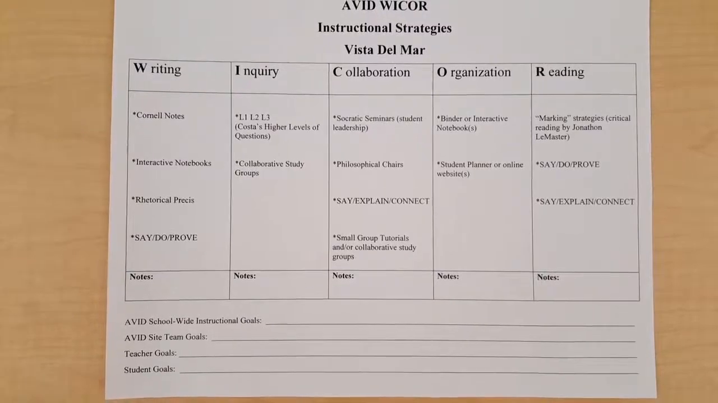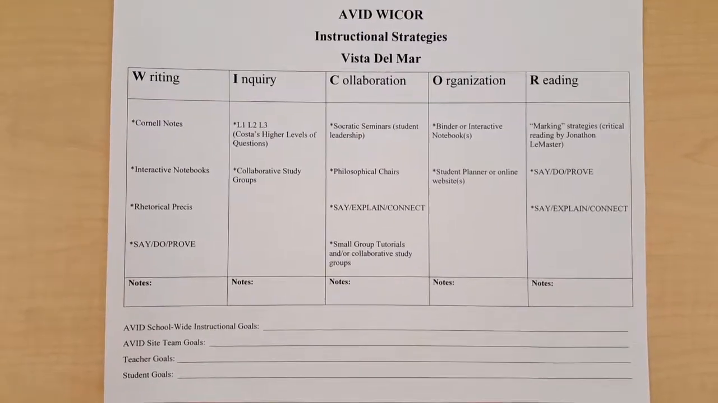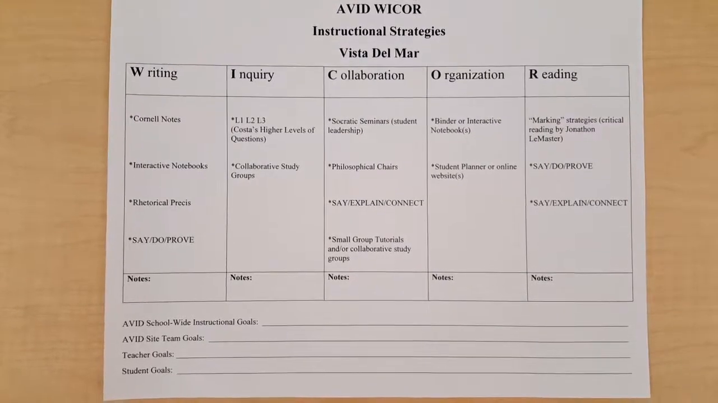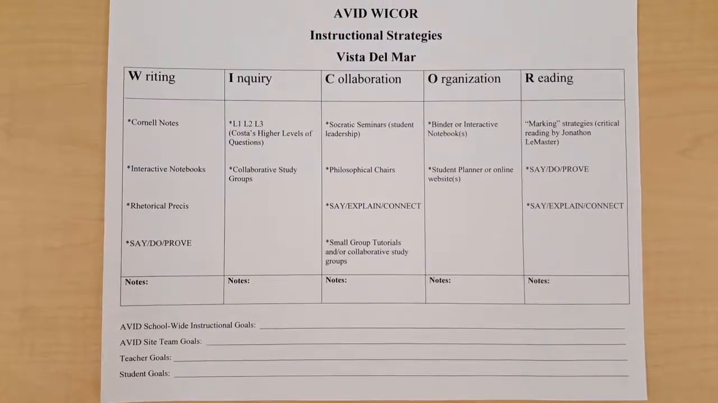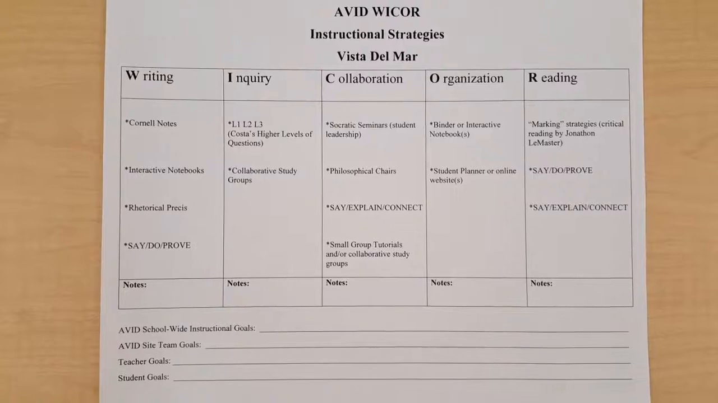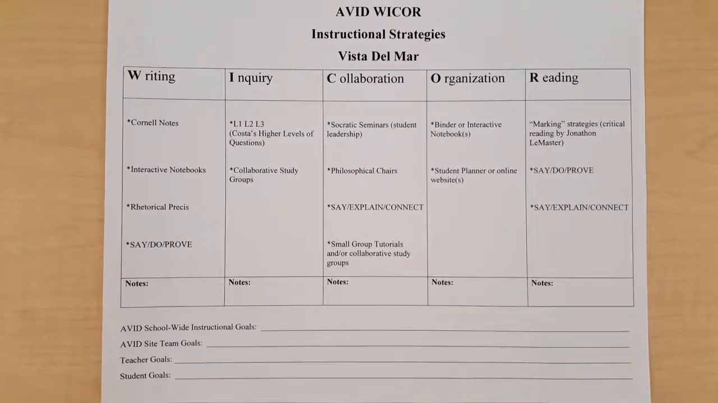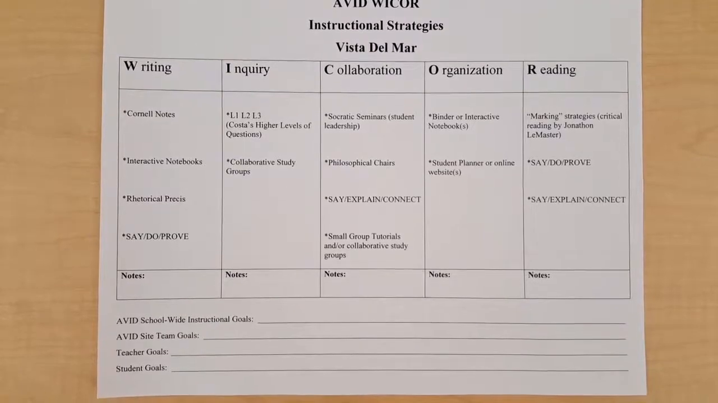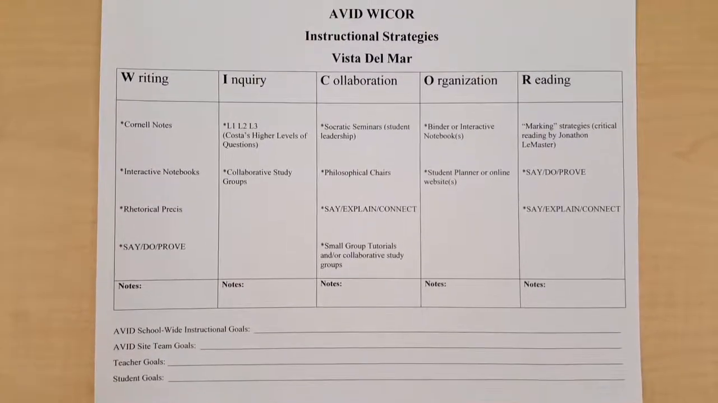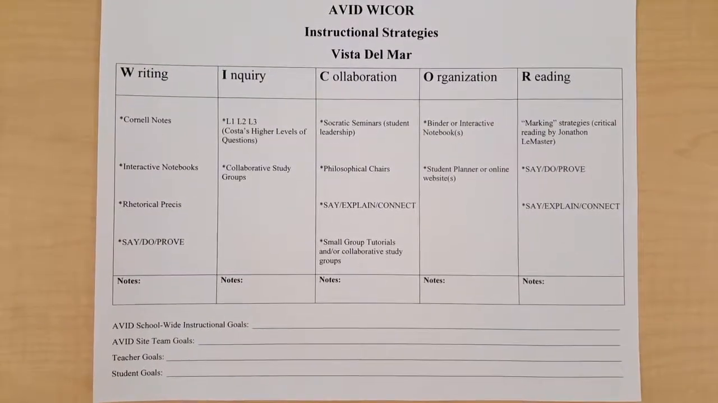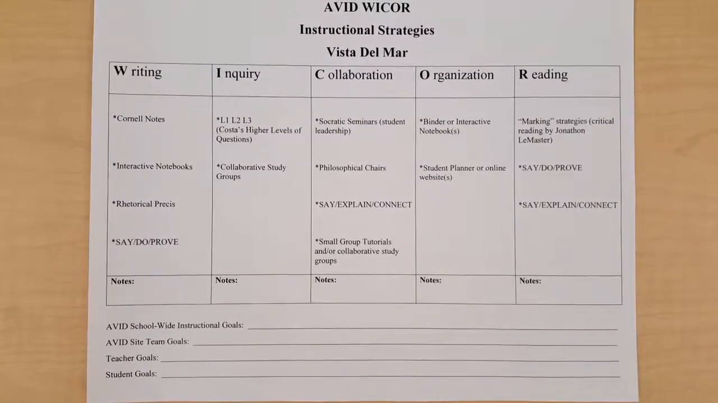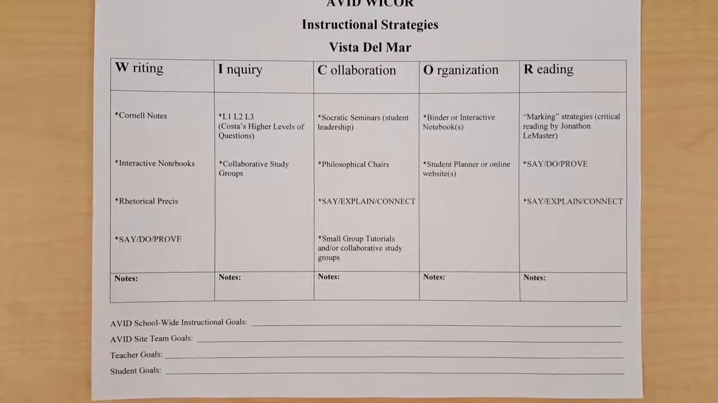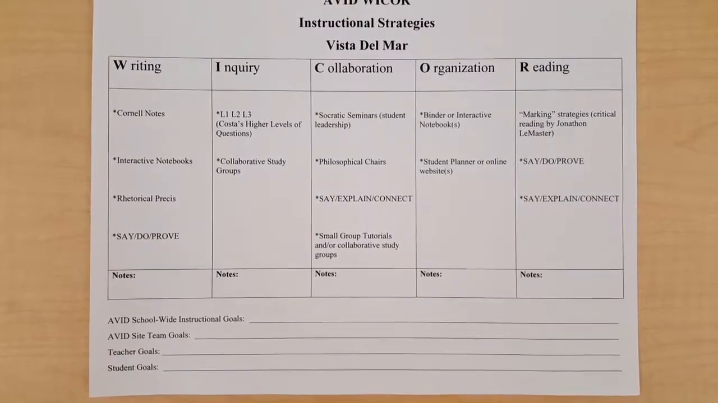Moving on to collaboration, Socratic seminars, but we want to have Socratic seminars where students are the leaders in the seminars, and they're the facilitators. And right below that, you have philosophical chairs, which are modified debates. And then say, explain, connect, which is a modification, but it really focuses on students summarizing, explaining the text, and connecting with the text, which I use a lot for history class. And then the last one down at the bottom is small group tutorials and our collaborative study groups.